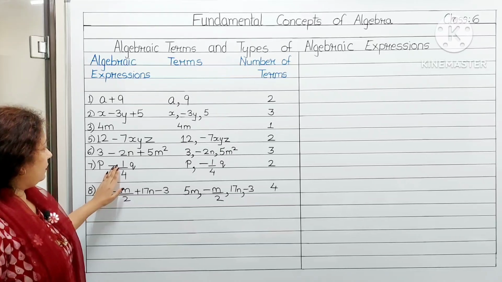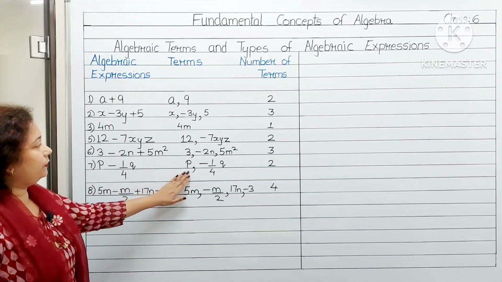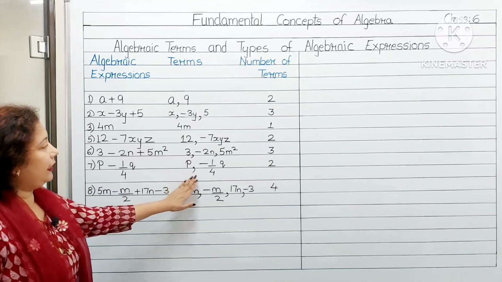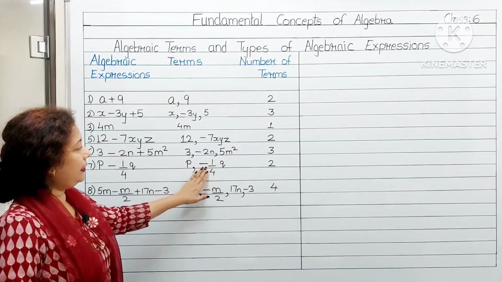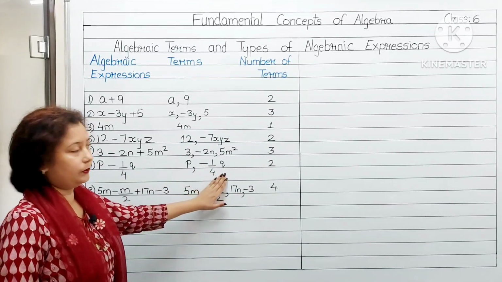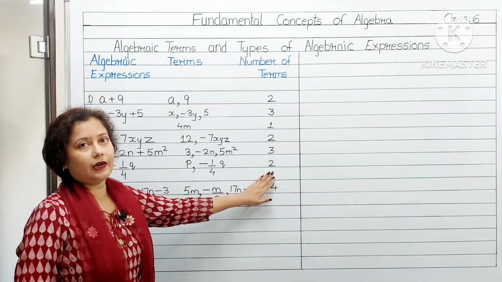p minus 1 upon 4q. So p is the first term and the second term is minus 1 upon 4q. So the number of terms here are 2.